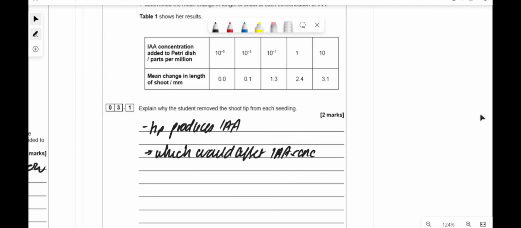Because if you think about it, they're adding IAA to this petri dish, and if you've got loads and loads of IAA in one of them and then nothing in the other, one of them's going to grow more than the other, and that's not controlled. It's affecting your results. So you want to get rid of it because then when you test whether IAA has an impact, you know that all the IAA is coming from what you've added and not from what's already there.